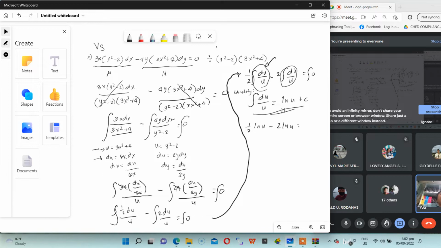And what is the integral of 0? I'm just asking. What is the integral of 0? Anyone? In your calculus, did your teacher teach you what the integral of 0 is?